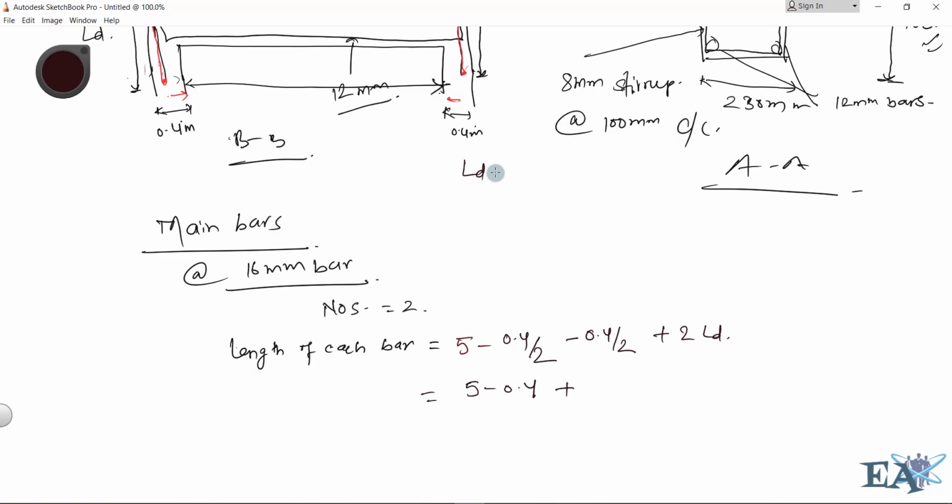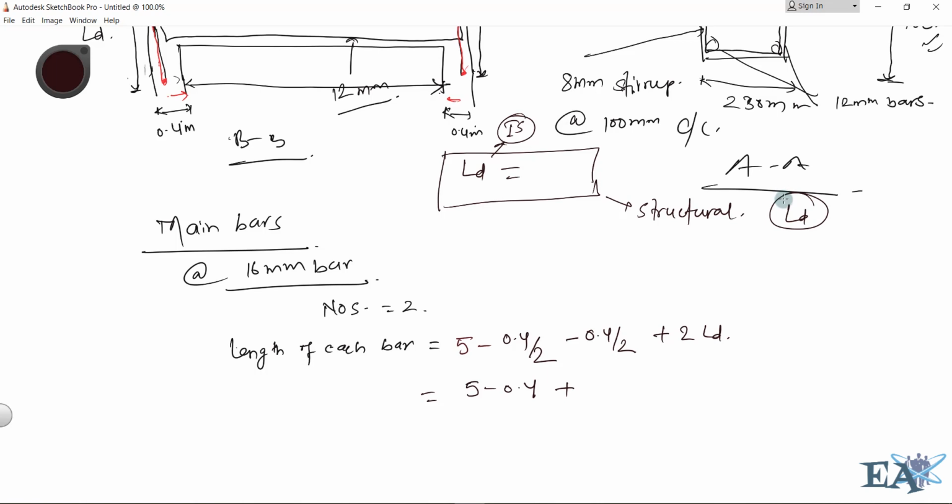We have a formula for the LD, and you can find this formula in your Indian Standard Code or any code that is followed in your country, and using that formula you can get the value of LD. And generally, if you check the structural drawing at the site, the LD will be specified there. How much development length you should take will be specified in the structural drawing.